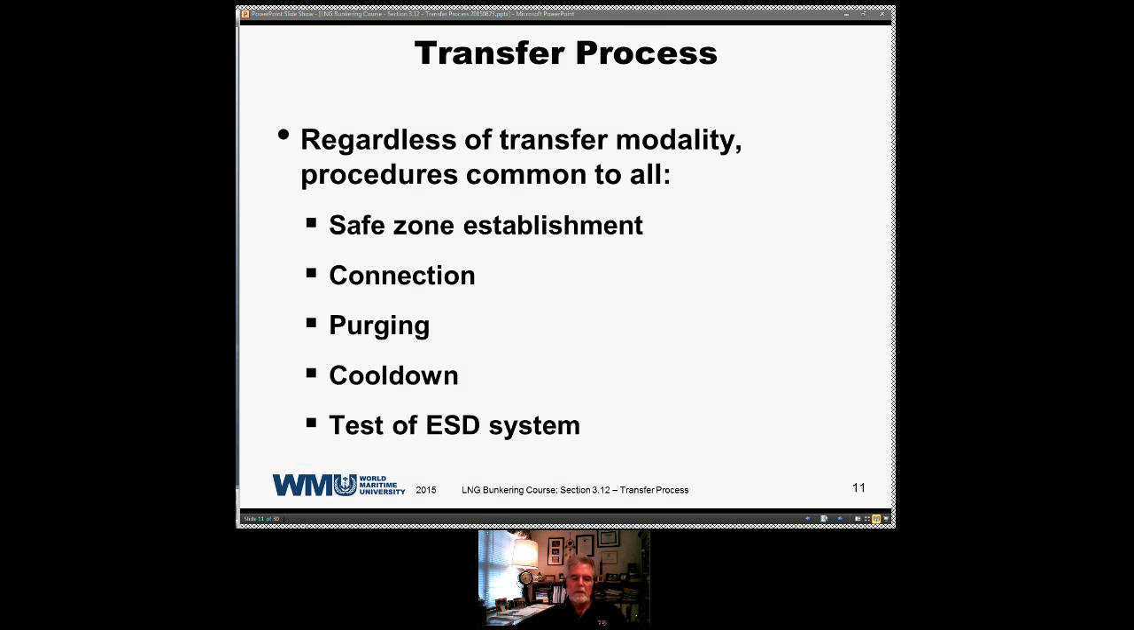In most cases, some terminals or some ports don't allow this, so you may have to wait until you're alongside at the terminal before that cool down process starts, and then it would be done in conjunction with cooling down the arms. But there's a period of time where everything that's going to be used in the transfer process has to be cooled down to cryogenic temperatures. So this is done in a controlled manner.